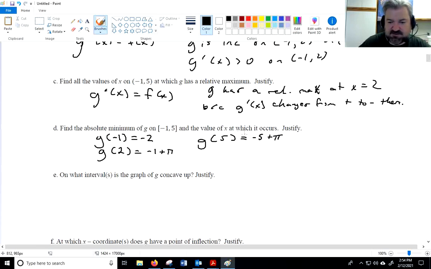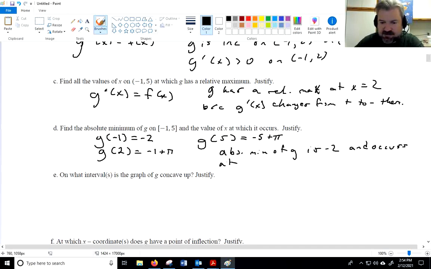So which one of these is smallest? Well, let's see here. Pi is about a little bit more than 3. So this number here must be something not as small as negative 2. So the absolute minimum of G is negative 2, and that occurs at x equals negative 1. And we found that by the candidates test.